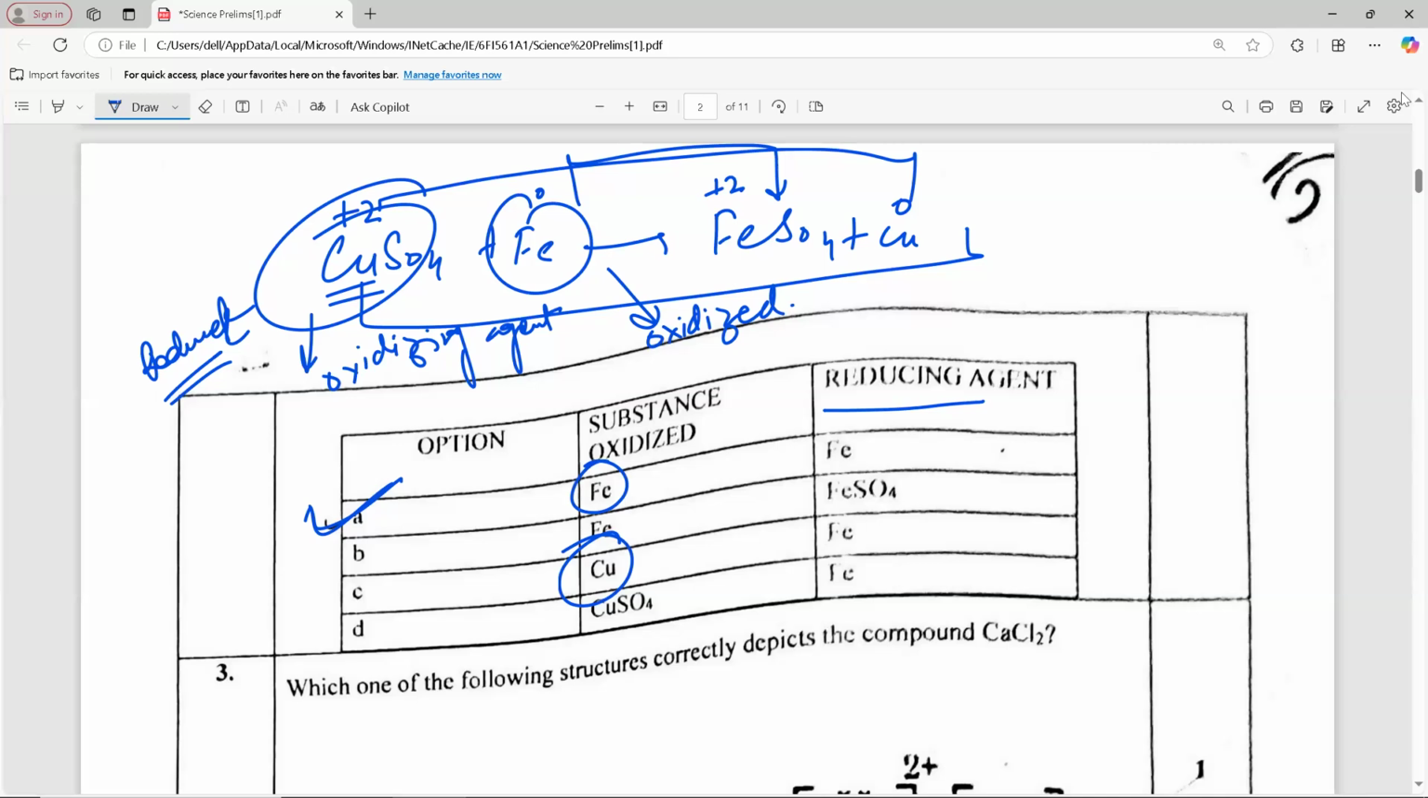Thus the one which does not have oxygen is a reducing agent, and Fe, when oxygen is added, it is oxidized. Okay, so A is the correct option. Got it? Yeah. But C option can also be correct if this were not there. Okay.